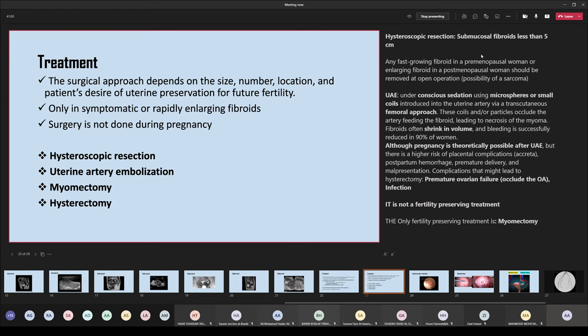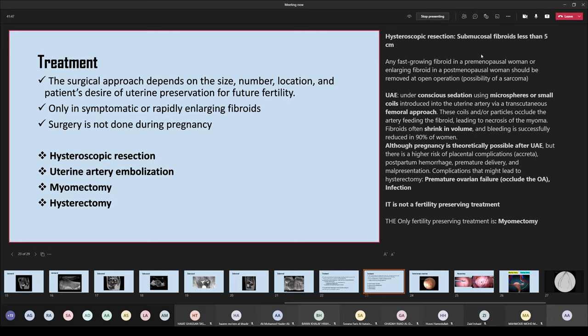I don't know. The next option is uterine artery embolization. The patient is under conscious sedation, using small coils or microspheres that are introduced into the uterine artery. We enter from the femoral artery with a catheter, go to the uterine artery, and introduce small coils or microspheres. The goal here is for the fibroids to shrink in volume and we preserve the uterus. We don't need to remove the uterus.